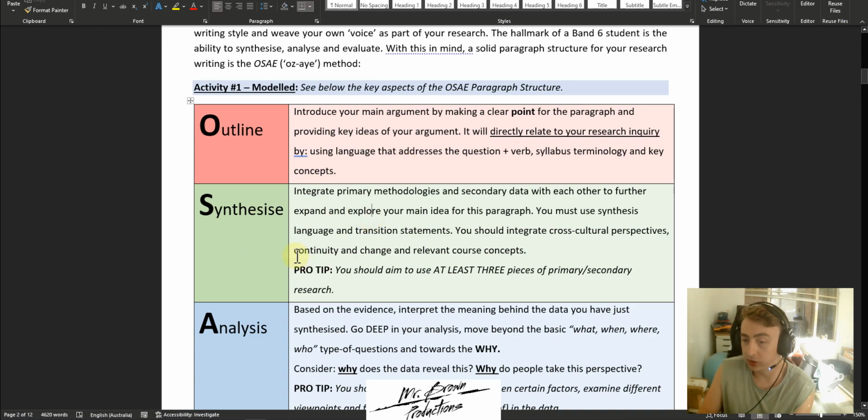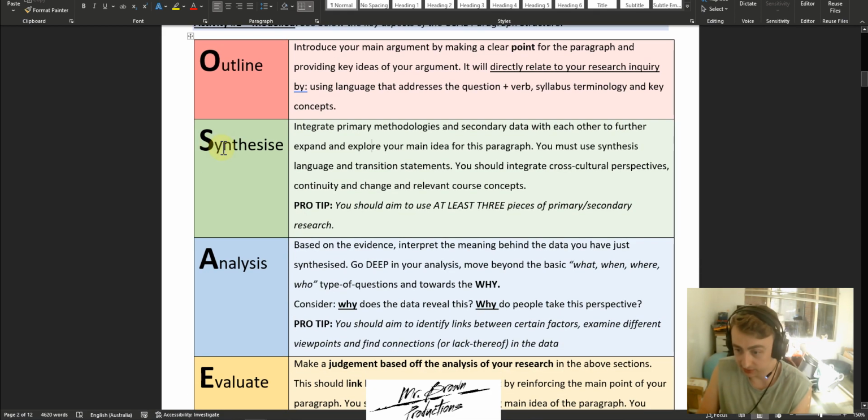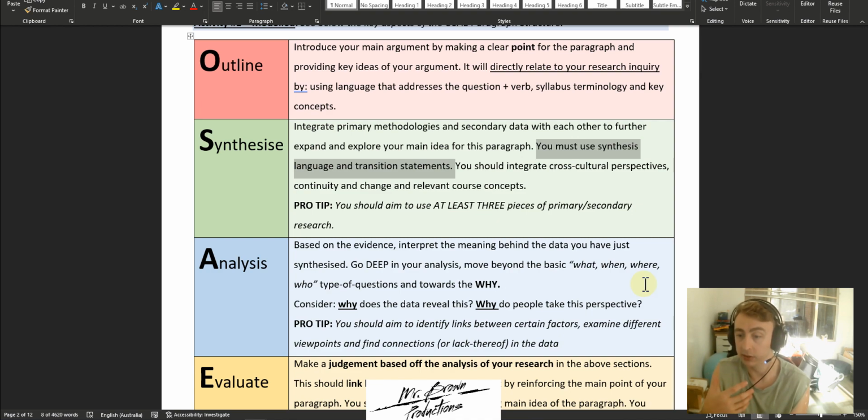The next step along this is to synthesize, okay? So this is where you synthesize your primary research methodologies and your secondary data together to create new meaning, to explore ideas in your paragraph, okay? You must use synthesis language and transition statements. Bold that, underline that, highlight that. That is super important. And as we read the Disney example, we'll look at those synthesized statements and that really strong transition language there as well.